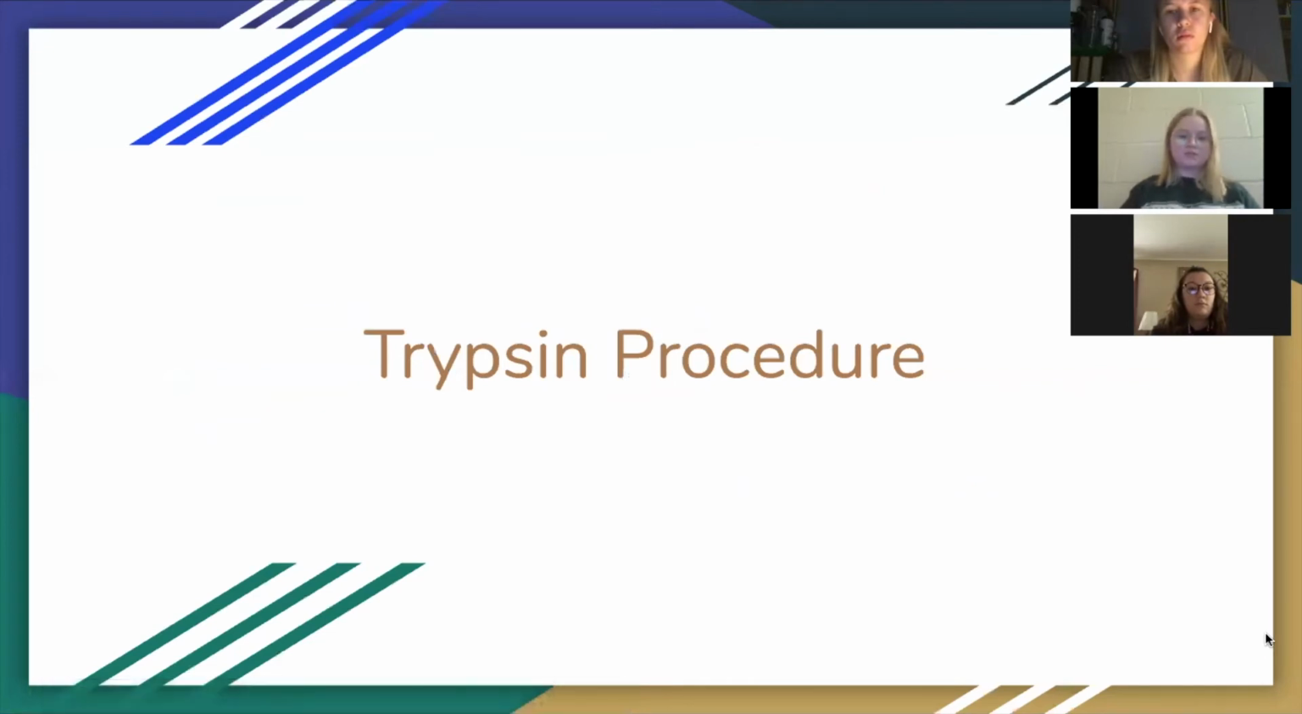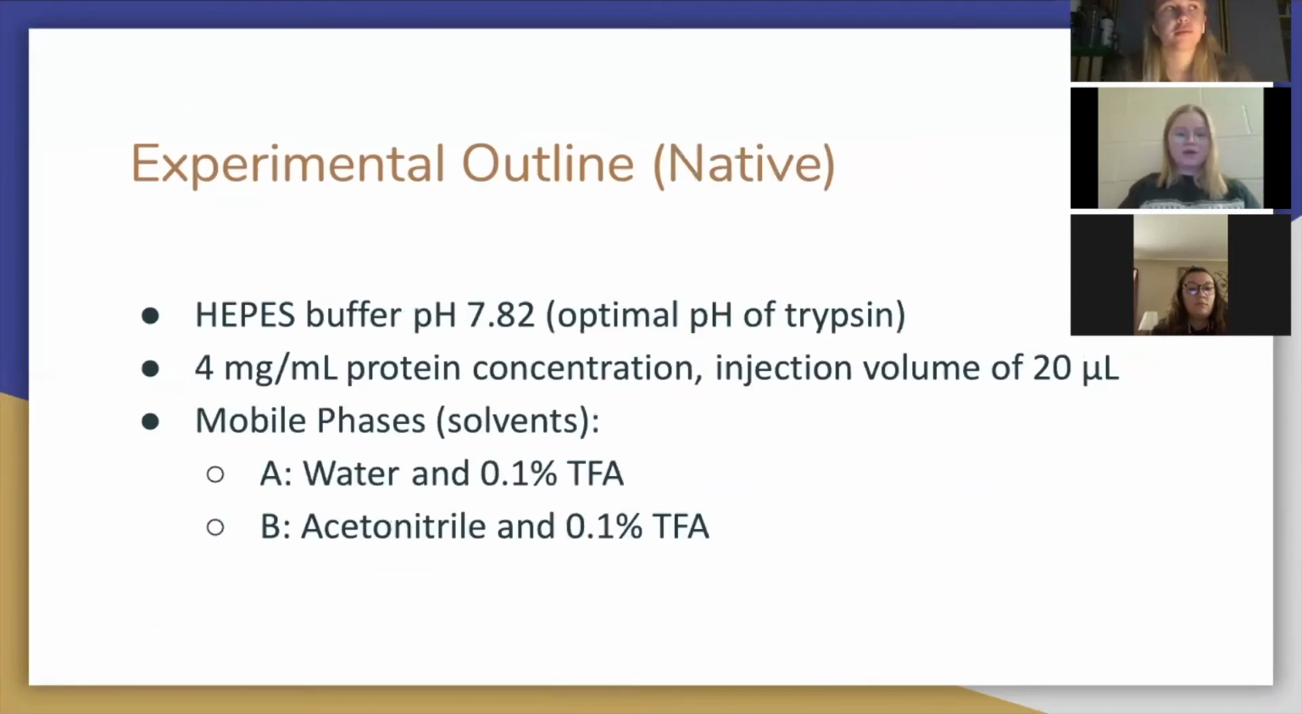Trypsin procedure. The experimental outline for the native had a HEPES buffer with a pH of 7.82, had 4 milligrams per milliliter protein concentration, and an injection volume of 20 microliters. The mobile phases were water and 0.1% TFA, acetonitrile, and 0.1% TFA.